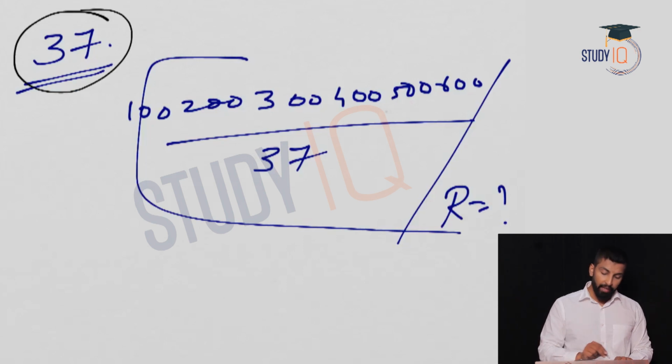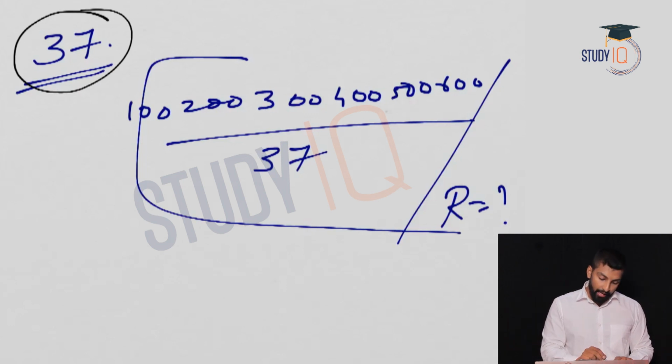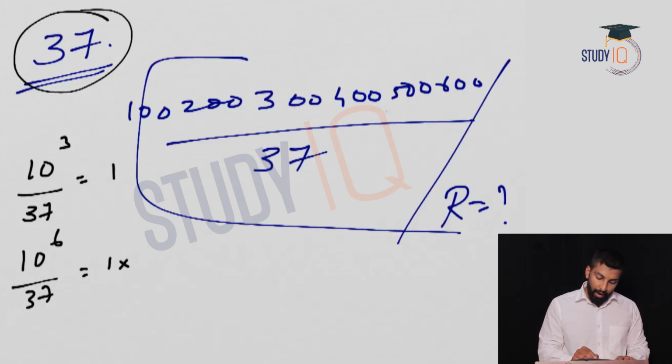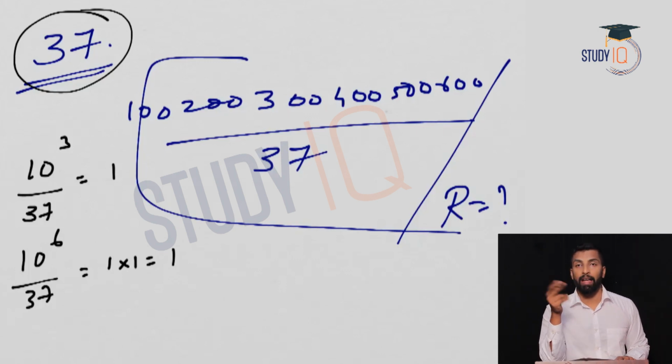Basically the divisibility rule of 37 also depends on the third power of 10, like you have seen earlier. See, 10 raised to 3 divided by 37, you get 1 as the remainder. 1000 divided by 37, 1 is the remainder. So what about 10 raised to 6 by 37? 1 into 1, that is also 1. So in case of 7, 13 and all, you are getting alternate minus plus minus plus. Here you have only plus. So you understood two things.